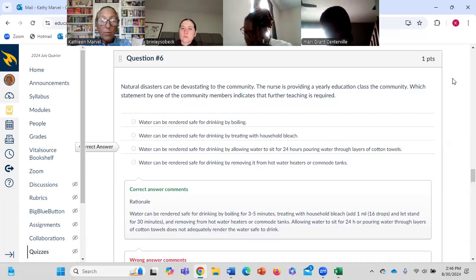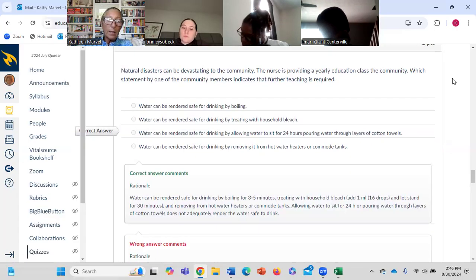Water can be rendered safe for drinking by allowing the water to sit for 24 hours and then pouring water through layers of cotton towels. No, that is not part of the steps we need to take to render water safe to drink. Okay, and A is correct, but not the only thing. B is correct, but not the only thing. And D is correct, but not the only thing. So a combination of A, B, and D is actually the correct answer.